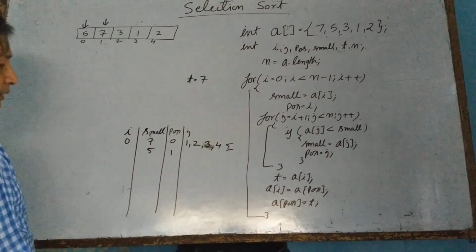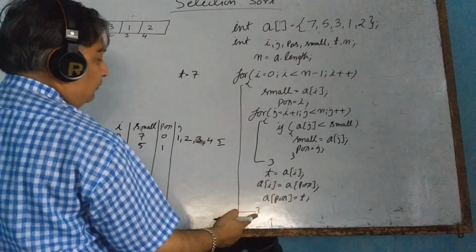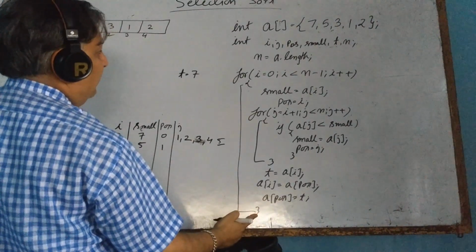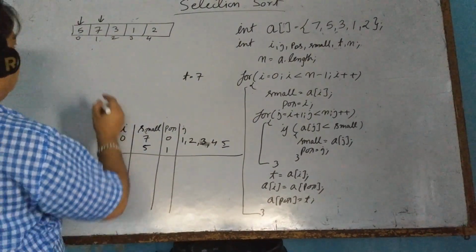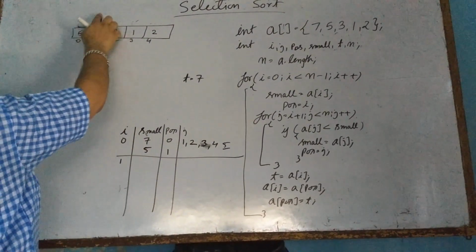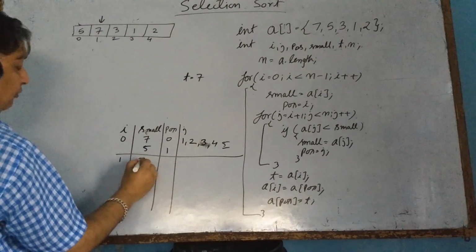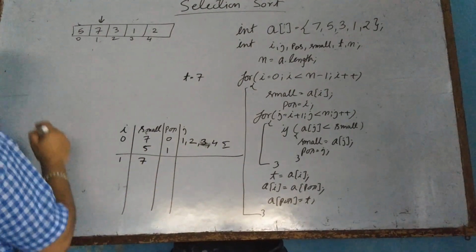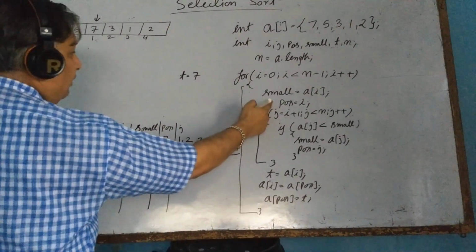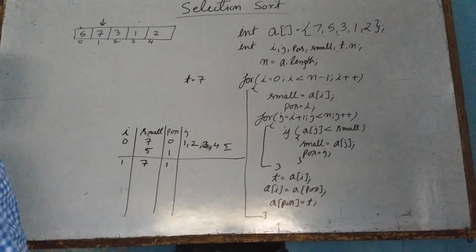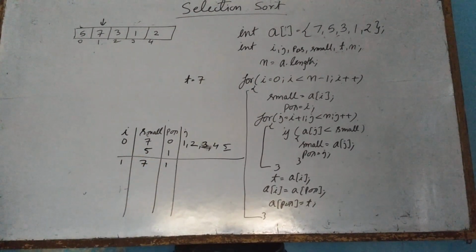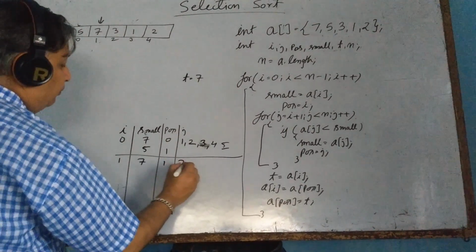Fine. Now after this, the ending curly bracket of the I loop is found. So I will increment, I will become 1. The number at index number 1 is 7. That is the new value of small. And POS equal to I, so I is 1, POS will become 1. Then the loop of j will start from I plus 1, that is 2.